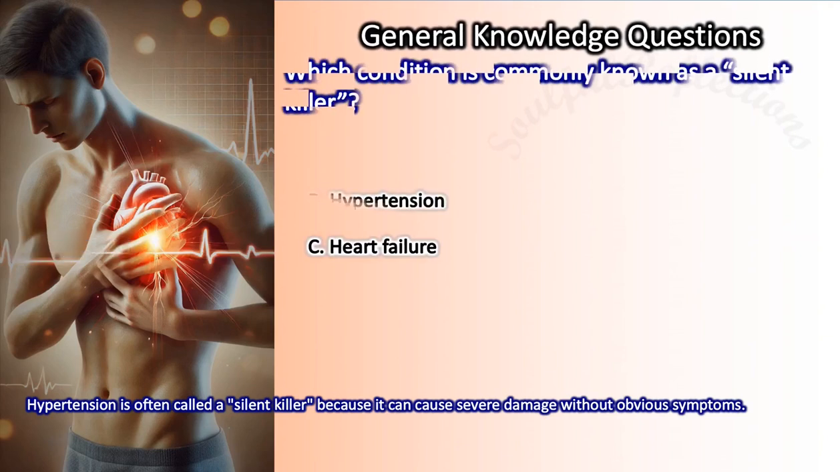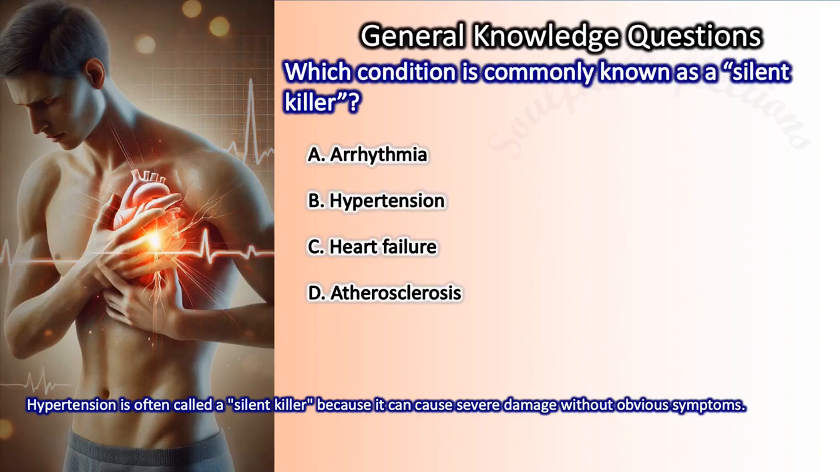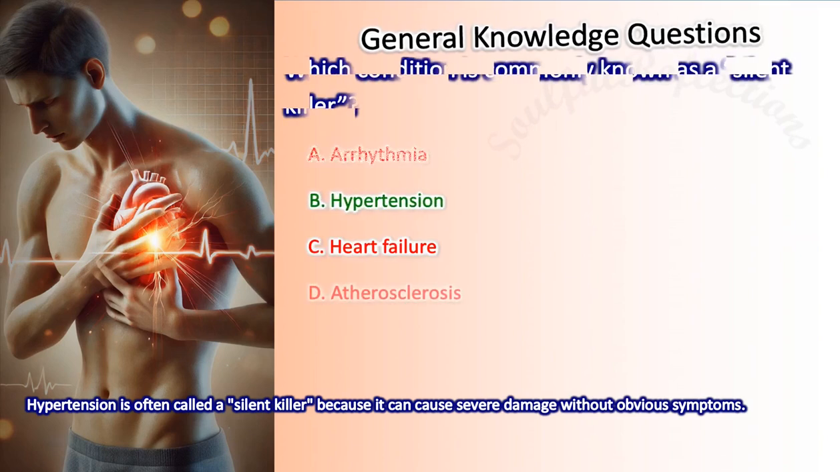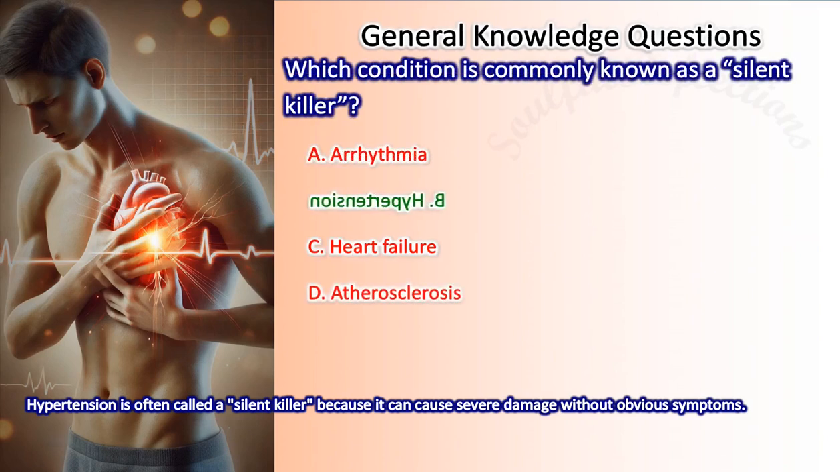Which condition is commonly known as a silent killer? Option 1, arrhythmia. Option 2, hypertension. Option 3, heart failure. Option 4, atherosclerosis. The answer is, option 2, hypertension.